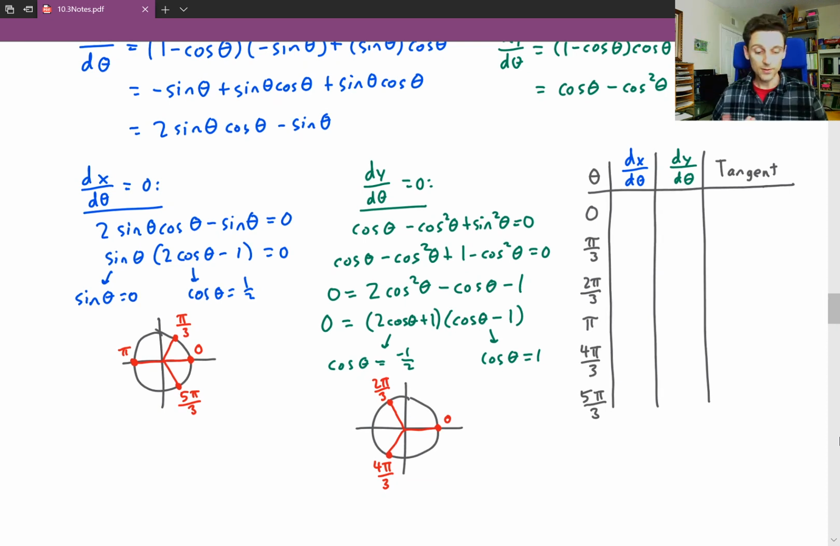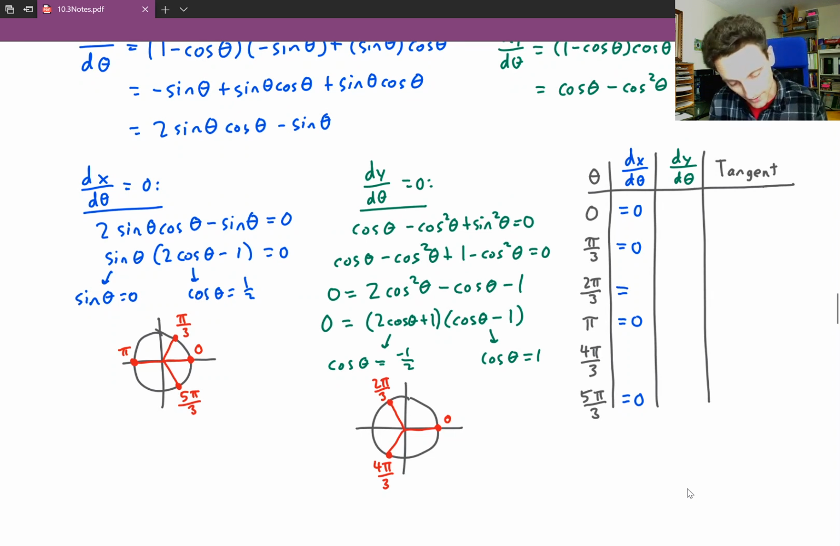Now we can fill in all the things that we found. We found that the places where dx/dθ are equal to 0 are 0, π/3, π, and 5π/3. So for all those we can put equal to 0, equal to 0, equal to 0, equal to 0. And those are the only places where dx/dθ is equal to 0: 0, π/3, π, and 5π/3.